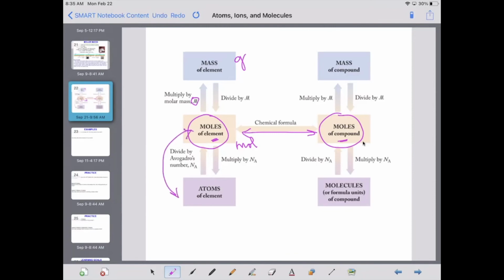And on the other side, when we're talking about moles of a compound, we have the same exact scenario. We can go back and forth here using molar mass, and we can go back and forth here using Avogadro's number. So we have moles in the center, and we can go back and forth to grams using molar mass. That's calculated from the periodic table. Or we can go back and forth to atoms and/or molecules and/or pieces using Avogadro's number.